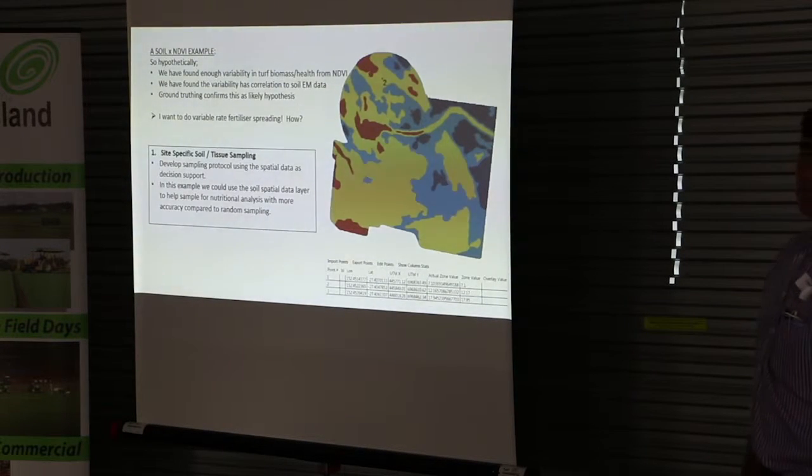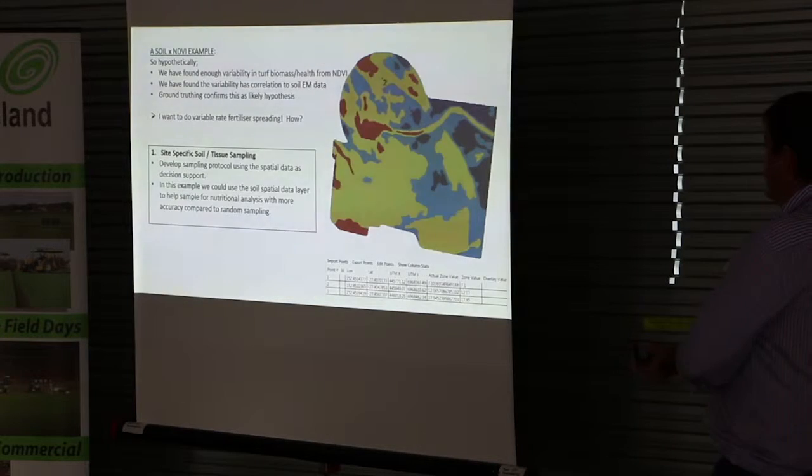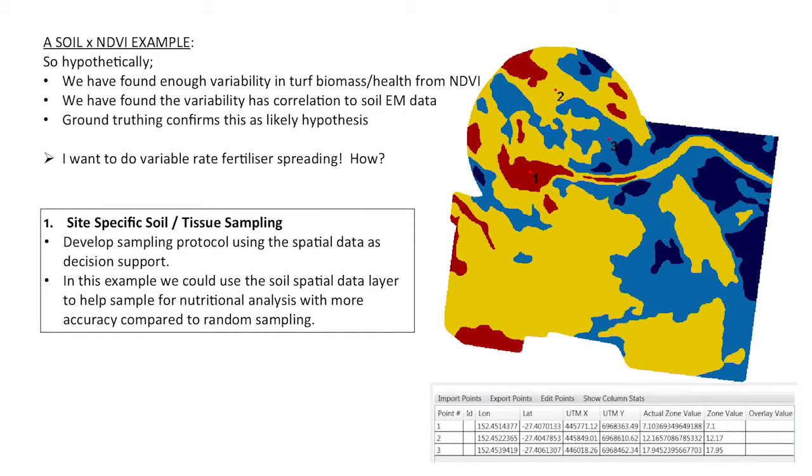So I want to do variable rate fertiliser spreading, what I was asked about today. I just chose one hypothetical example of why I would want a variable rate fertiliser spreader and how you would do it. So I'm going to say that in that example before, we did find enough variability in the biomass or health of the turf from NDVI, regardless of whether we got it from satellite, from the UAV, or from the Optrx or the N-Seekers, etc.